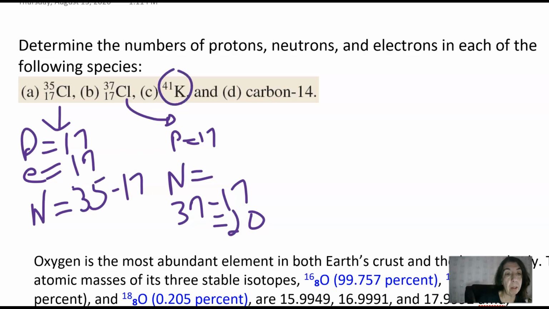And for potassium, we were just given K, so K is potassium. So you go and look on your periodic table. I'm going to pull up my periodic table.